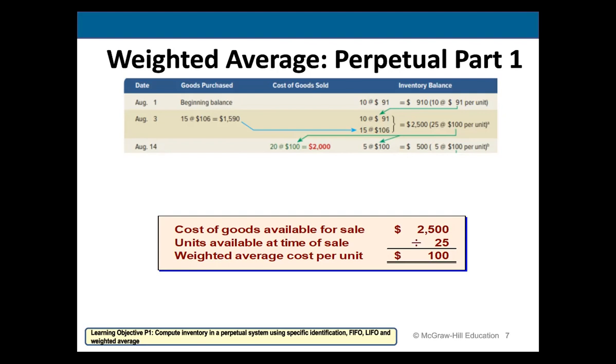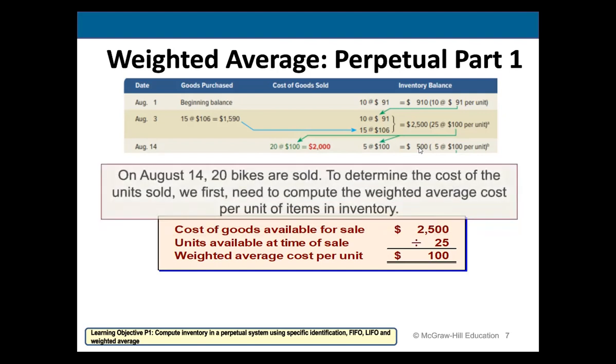Then when I make a sale, I just use that average cost. So I say I sold 20 units on August 14th, multiply that by the average cost of 100 and say my cost of goods sold was 2,000. And then what I have remaining is 5 units times that average cost of 100, so $500 worth of units.